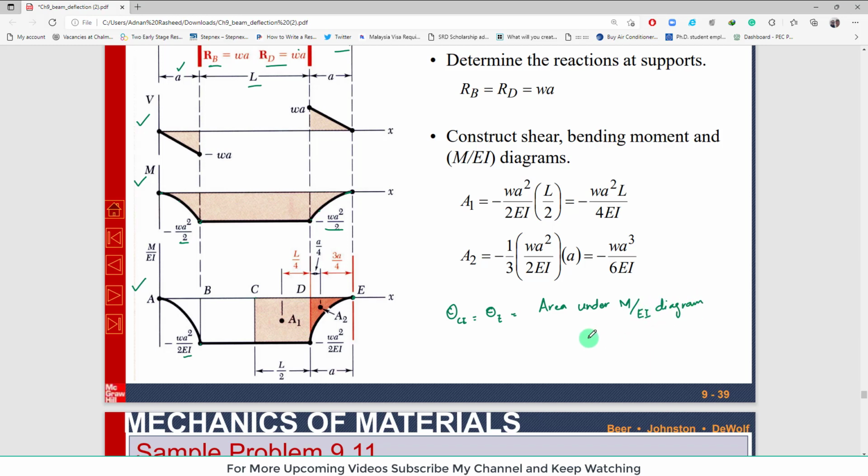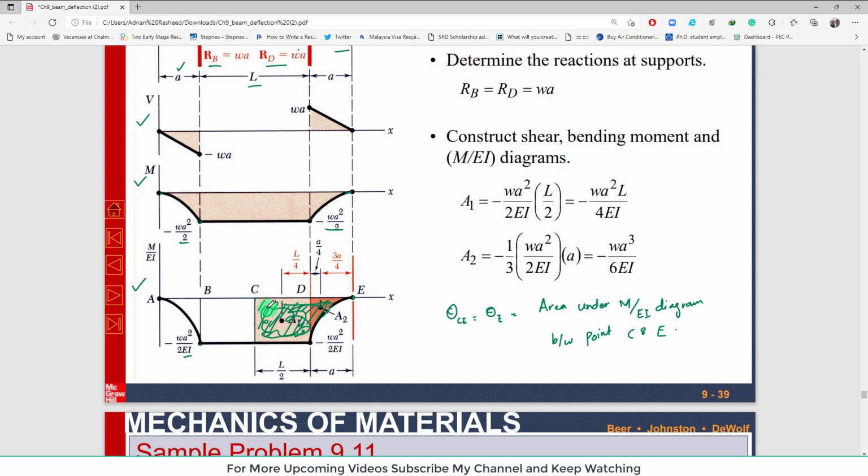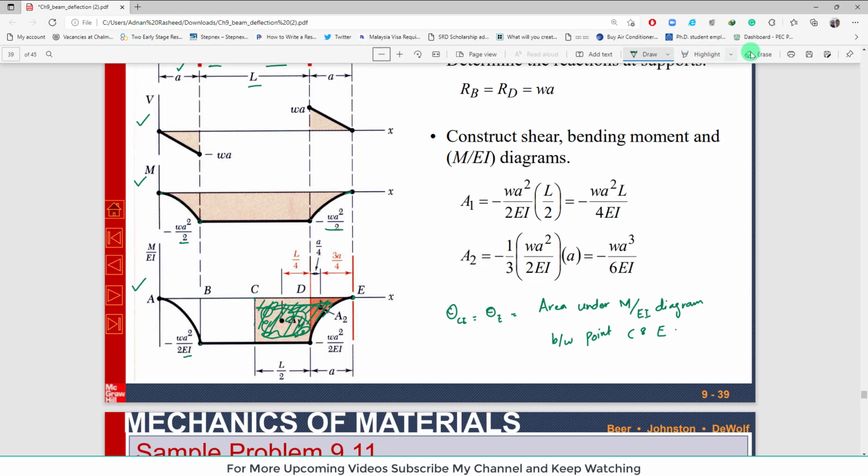Now here the points are between point C and E. You can see the area under the M over EI diagram between point C and E is this area. I will shade it, and this is the area. Clear? So this is the area. Now how will we calculate this area? So let's talk about that.